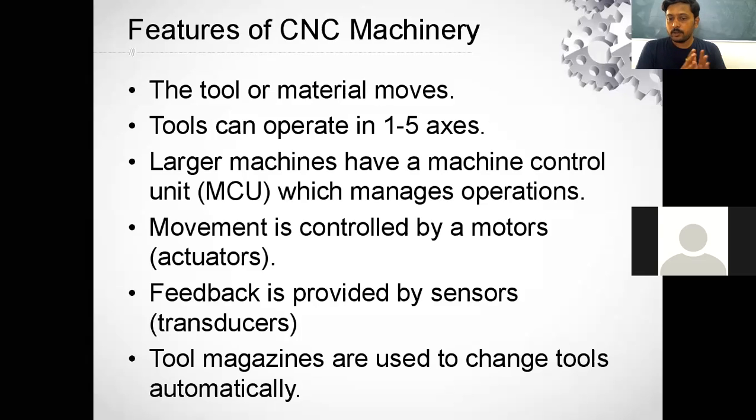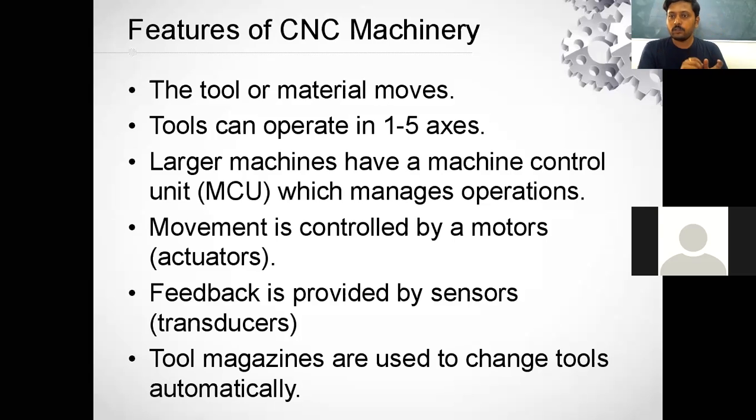Tool magazines are used to change the tool. This is the most important feature of a CNC machine. Since we have an automatic machine, sometimes it is required to use two or more tools simultaneously, or they could be used very rapidly. In that case, you have to arrange tools in the machine. They will have tool magazines and you will have the tools over there.